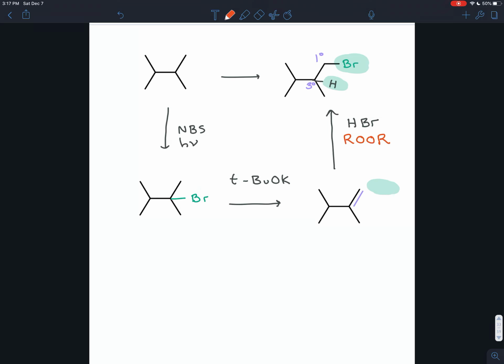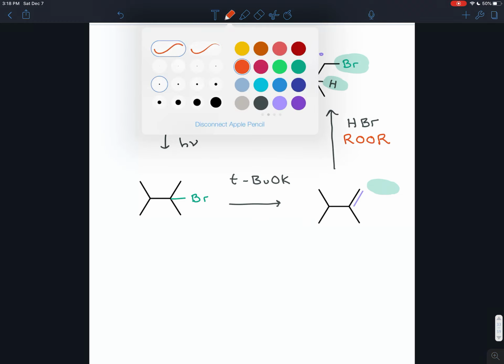We can take this bromine off by doing an elimination reaction. We want the electrons to go toward where the bromine should attach. That means getting the less substituted alkene, the Hoffman product, so we use a bulky base, potassium tert-butoxide. Then we want to do anti-Markovnikov addition of H and Br, so we use HBr in the presence of peroxides.